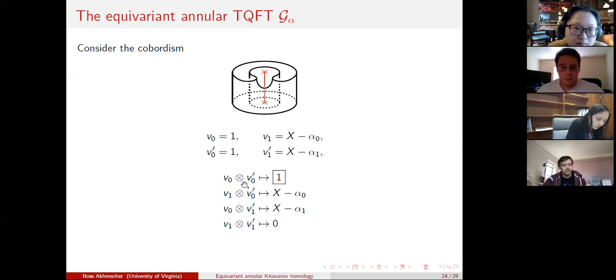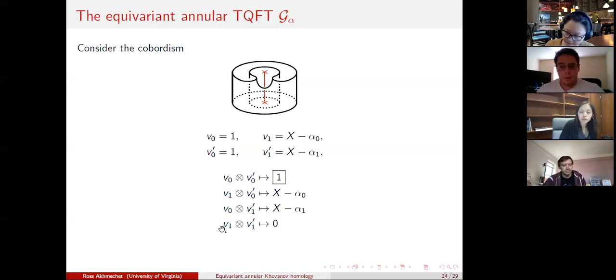So V null prime, and you have to multiply them. So you're multiplying 1 and 1, you're going to get 1. But the left-hand term is in annular degree -2, while this term is in degree 0 because it's a trivial circle. So that's going to have to get killed.